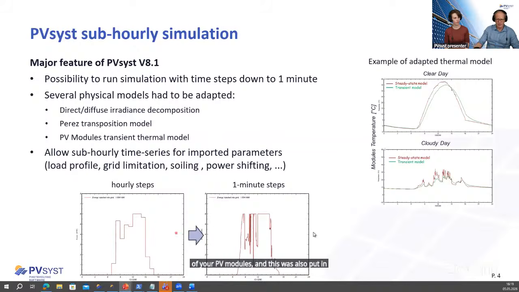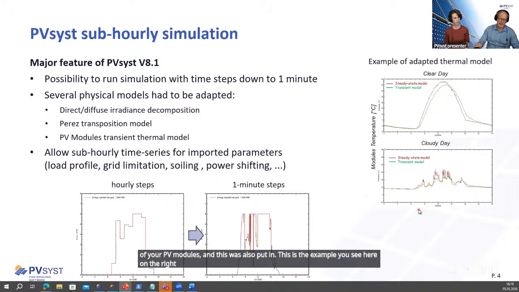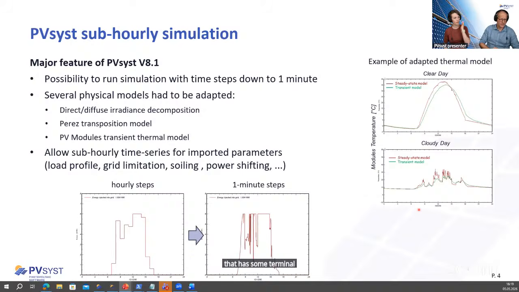This is the example you see here on the right side of the slide. You see the difference between the steady state model, which basically follows instantaneously the irradiance, and a more sophisticated system model that has some thermal inertia built in.